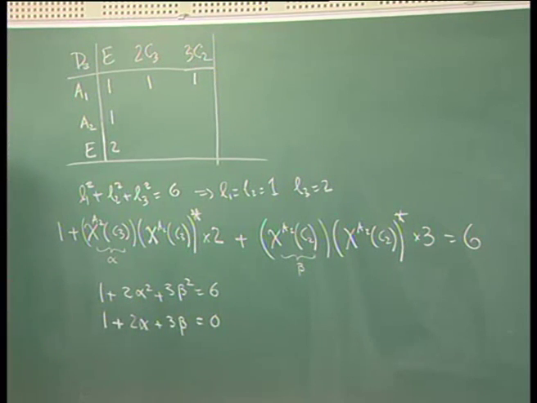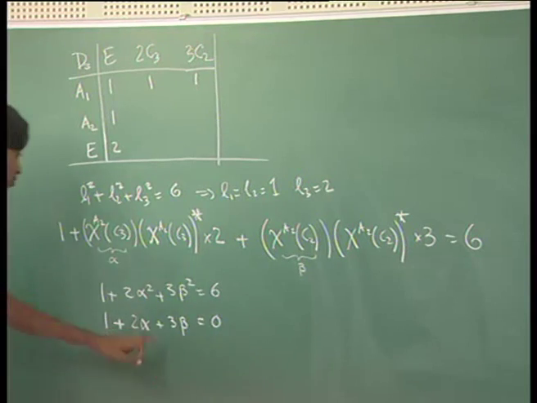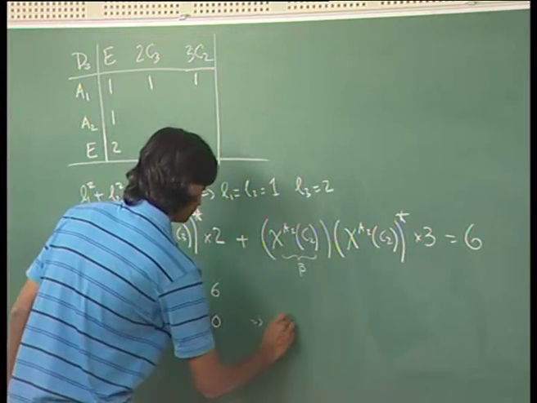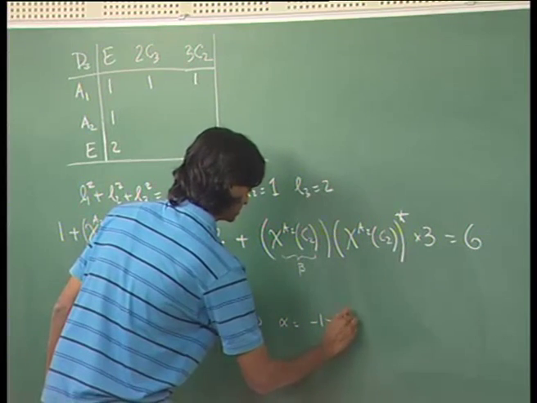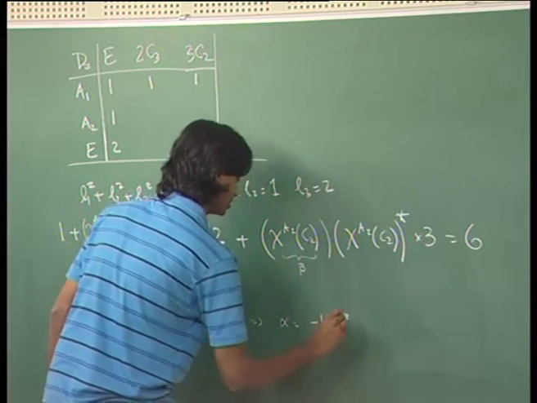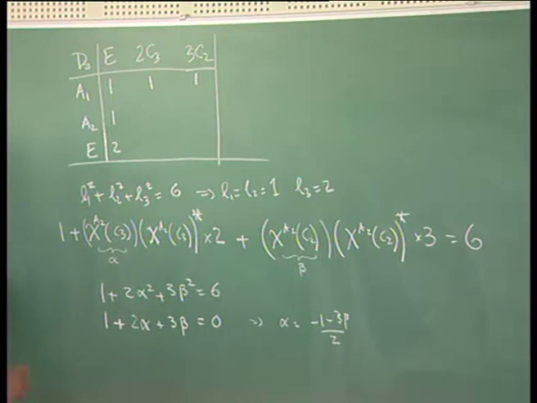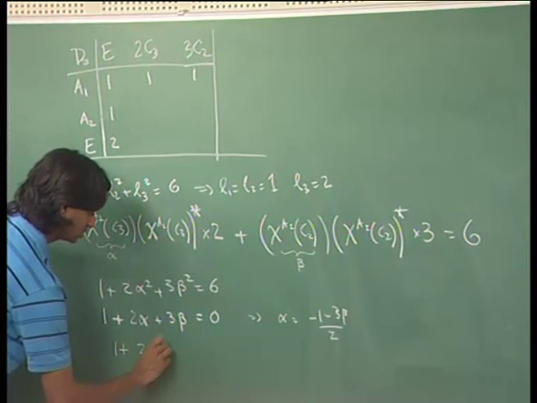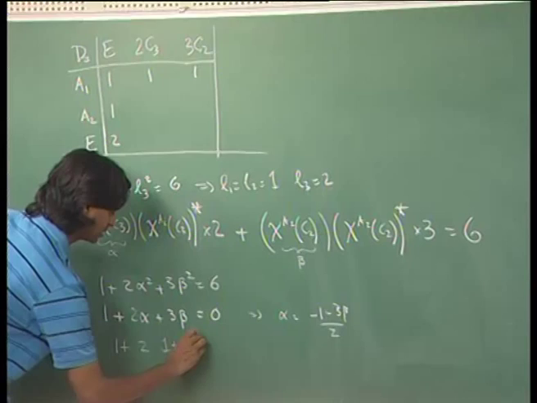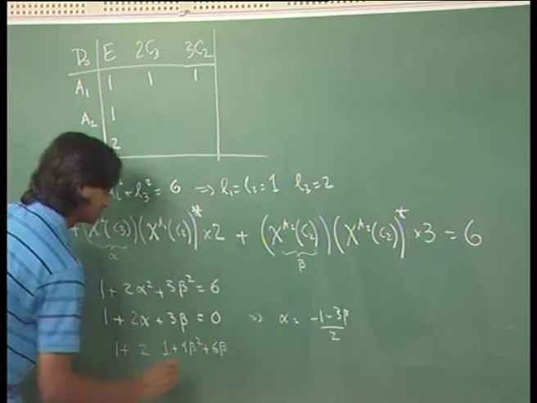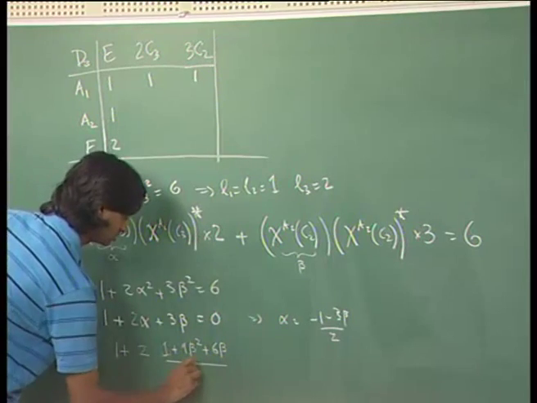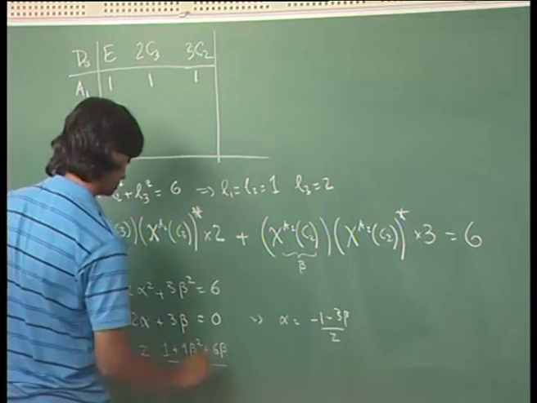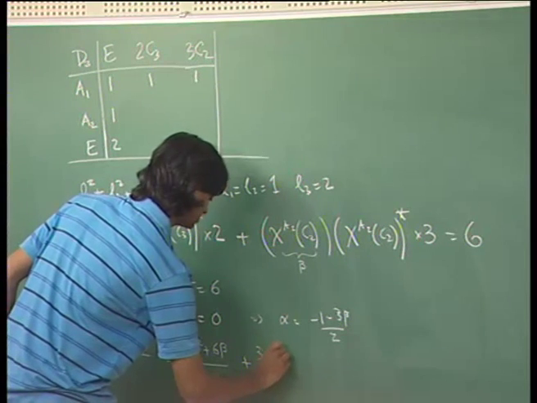So, you have these two equations, and you can solve this for alpha and beta. So, you have alpha and beta as the unknowns. Okay. So, let us work it out. If you just try to solve these, what you will get from the second one is that alpha is equal to minus 1 minus 3 beta by 2. Okay. And if you substitute this in the first equation, what you will get is 1 plus 2 into 1 plus 9 beta square plus 6 beta divided by 4 plus 3 beta square equal to 6.